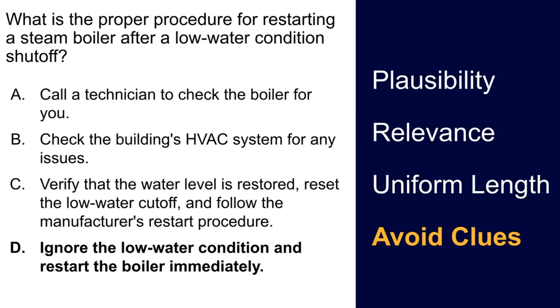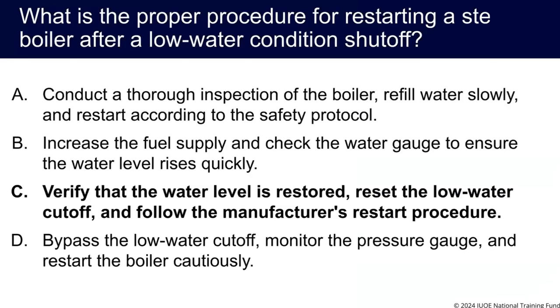So this is the question again with different filler answers, different distractors. The correct answer is still C, and I just replaced each of the previous ones with a better version of what it was, something that's a little bit closer in length. So now the lengths of them are uniform. The first one I changed from calling someone else to look at it to doing a full inspection of the boiler and refilling and restarting according to the safety. So it's similar, but you wouldn't need to inspect the entire boiler for this kind of question.